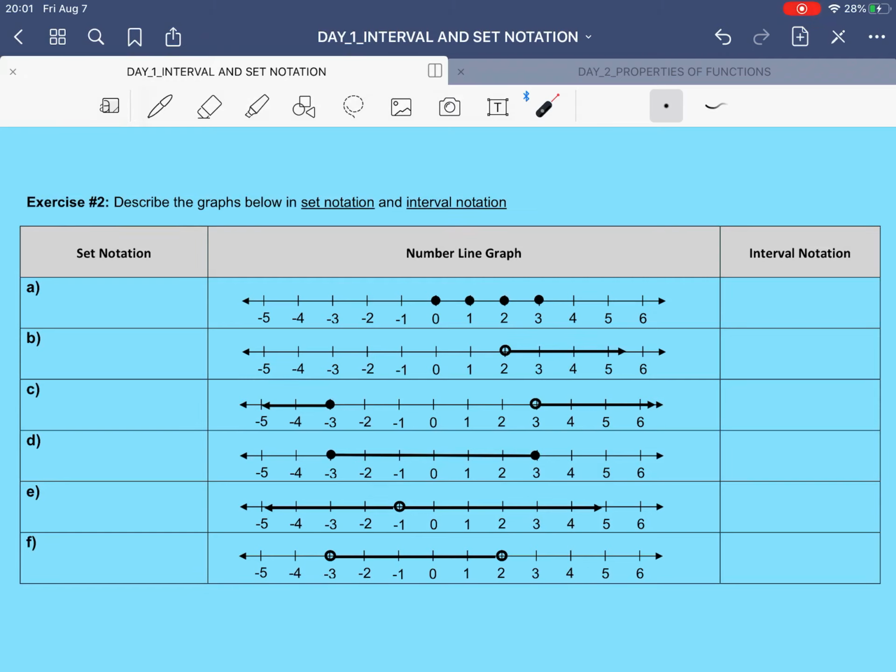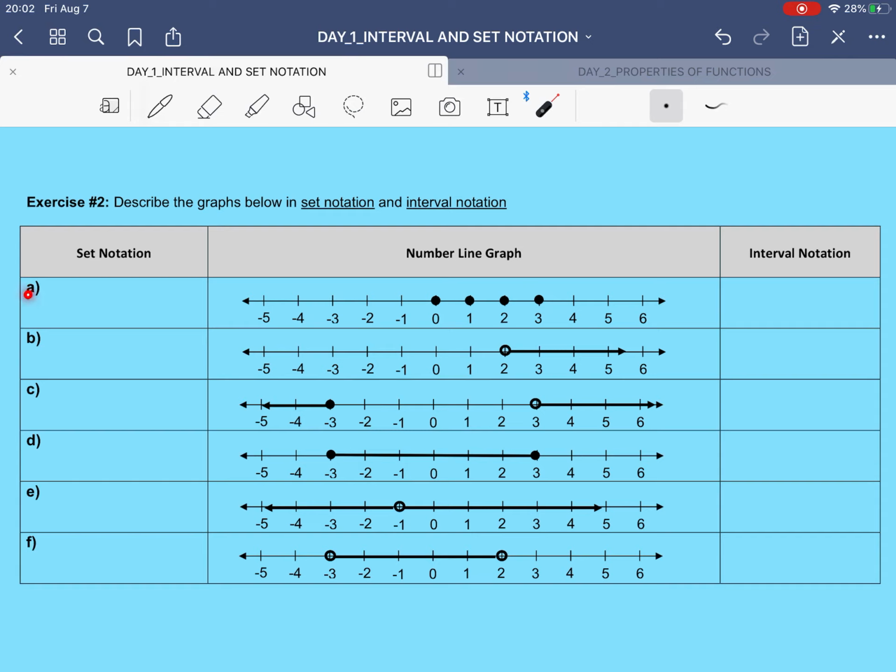Hello and welcome. This is a continuation of the set and interval notation lesson, but this time we're looking at numbers presented on the number line. That's a graphical presentation, and we will have to describe them in both set and interval notation.